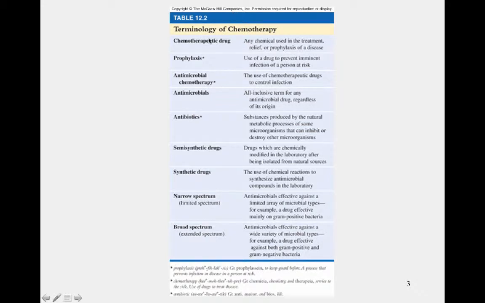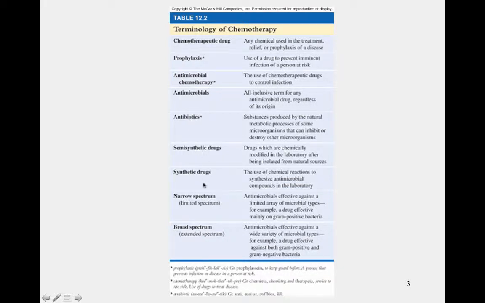Now, some terms that you all should be familiar with. Prophylaxis, this would be using a drug to prevent infection. Antimicrobial, this is all inclusive for any type of antimicrobial drug, so any drug that will kill a pathogen that is causing disease. Antibiotics are naturally produced from different species of both fungi and bacteria, and the majority of antibiotics are used to treat bacterial infections. There are some exceptions, but please remember that the majority will treat bacterial infections.